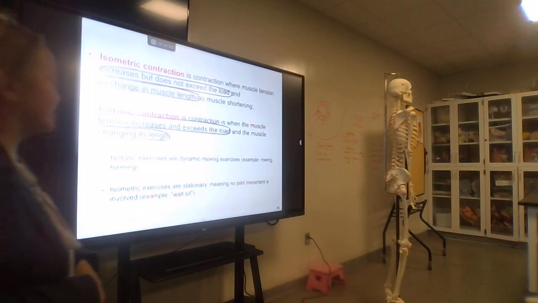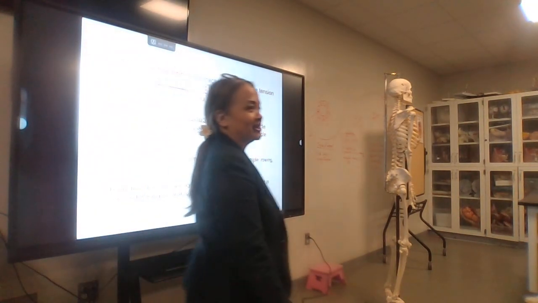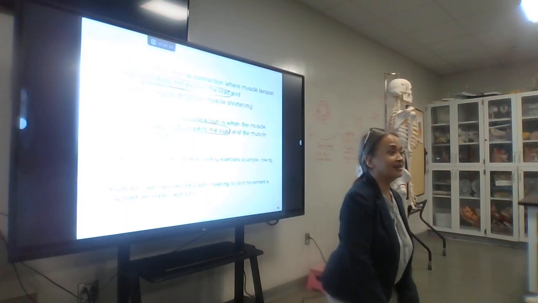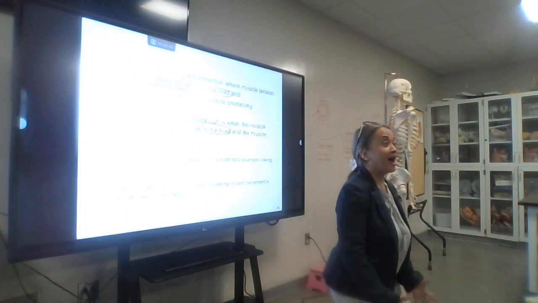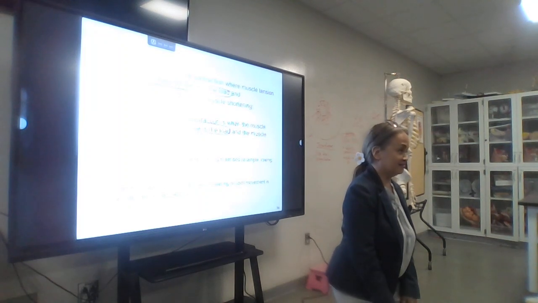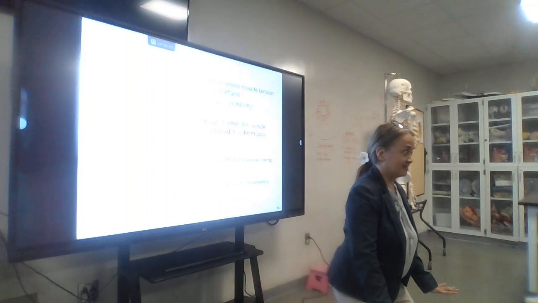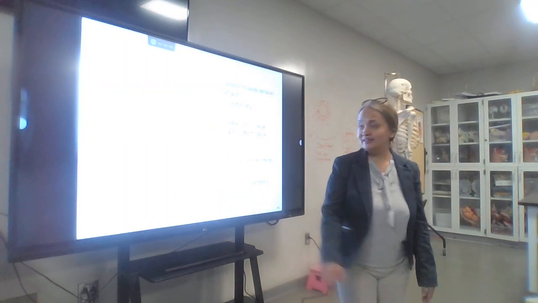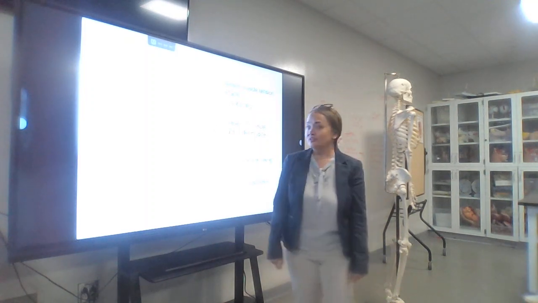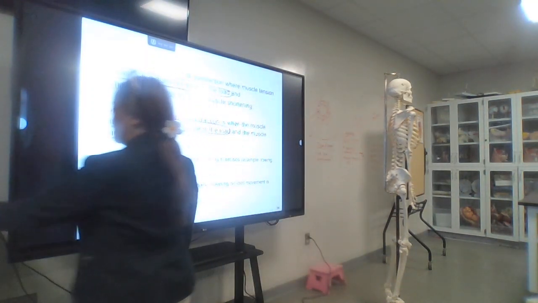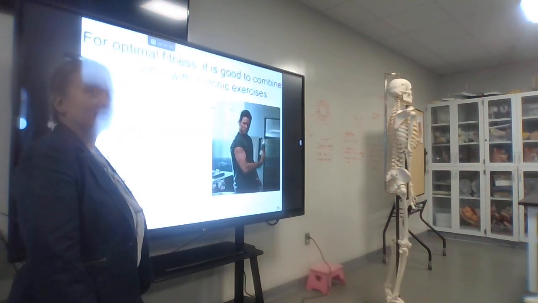Isometric, they're the stationary. Here's an example of an isometric exercise. Like this. I'm exercising. I'm contracting my muscle. Squatting. But nothing is shortening. That is isometric. So a good exercise would be a combination of isometric and isotonic.